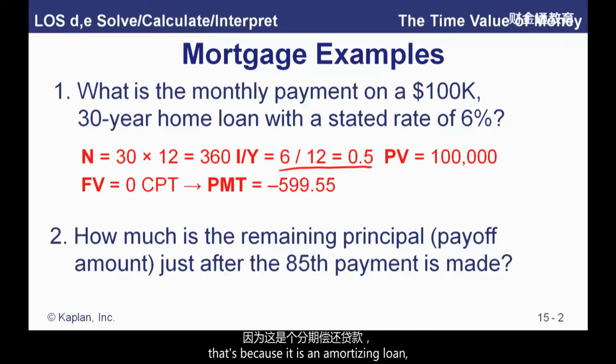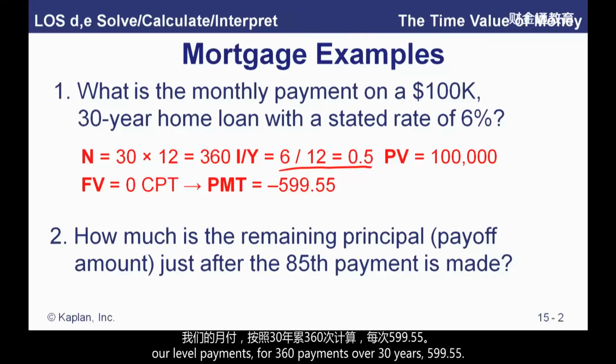That's because this is an amortizing loan. It's all paid off with the last mortgage payment, 360, in the last month of the 30-year period. So now we solve for the payment, and we get minus $599.55. So we've solved for the monthly payment: at that stated rate of 6% a year and monthly compounding, our level payments for 360 payments over 30 years are $599.55.